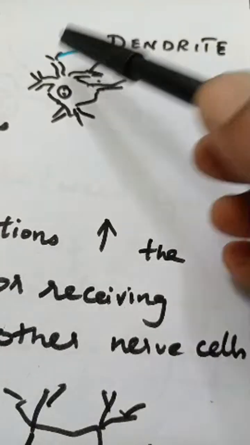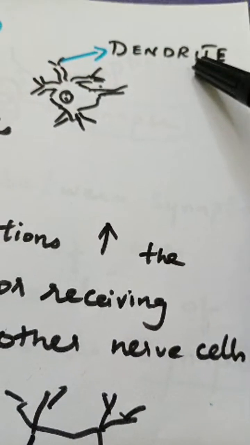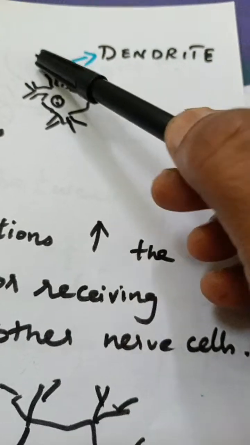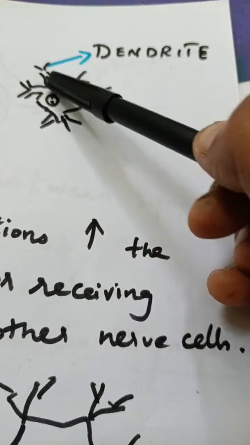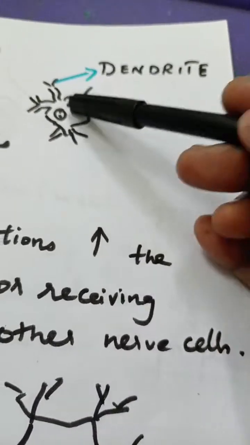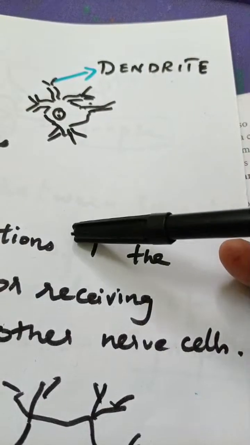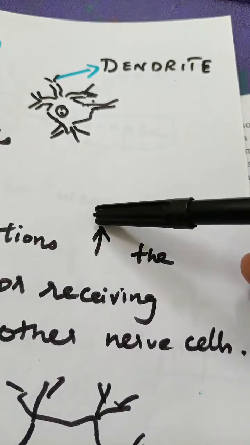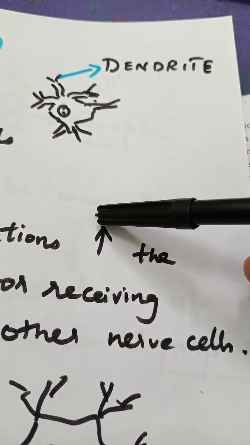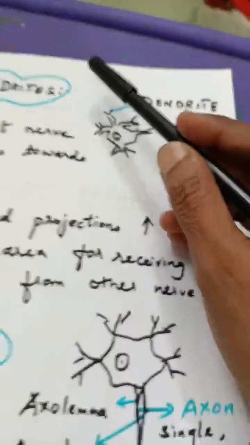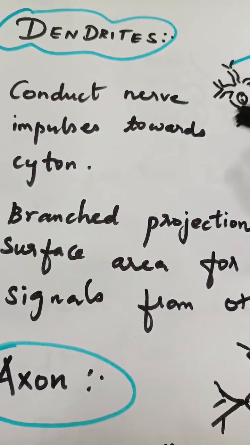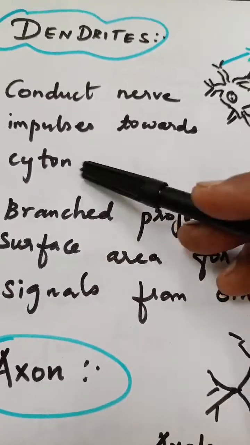So this branch of the cell is known as the dendrite. Through this dendrite, the nerve impulses will come from the environment or from the adjacent nerve cells, and they will go into the cell body or the cyton, and from the cell body it is continuous with the axon, and they will reach the synaptic knob or the axon terminal. So that is the main function of the dendrite. The dendrite will conduct the impulse towards the cyton. Cyton is nothing but the cell body.